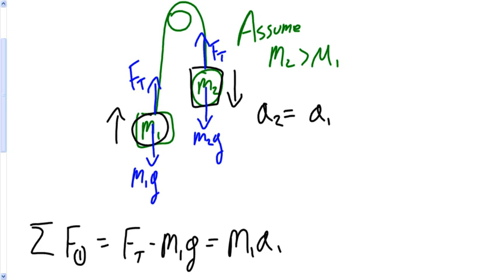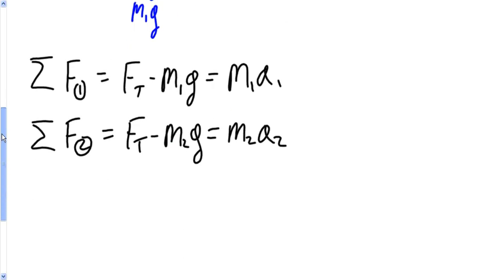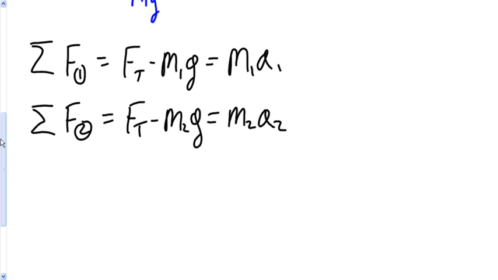So if we say that M1 is going to accelerate up, then we should say M2 is going down. So what I'm going to do is say A2 equals negative A1. Now let's go back down here. What I want to do is solve for the force of tension in both pieces, because what did I say earlier? The force of tension is going to be equal for both sides.